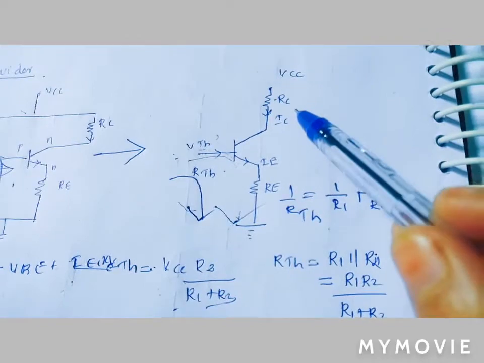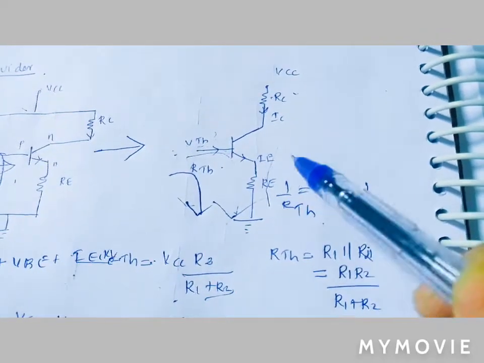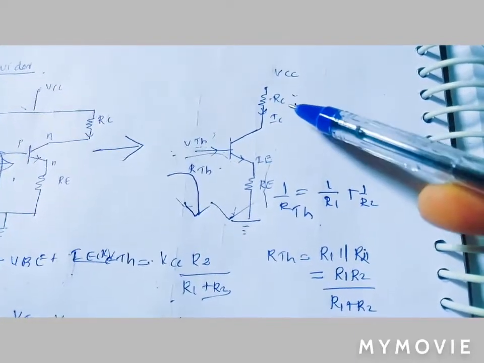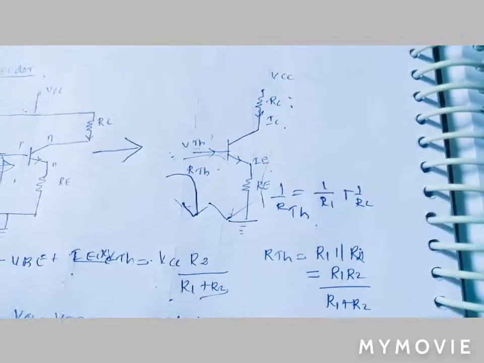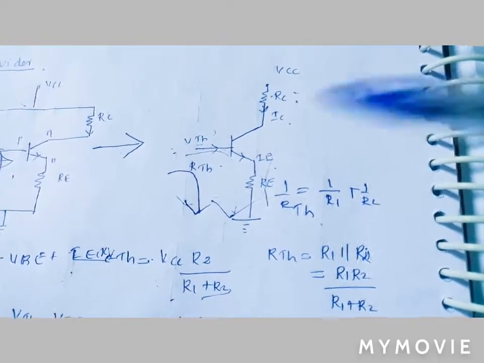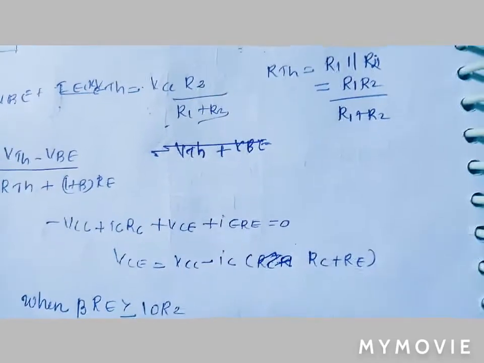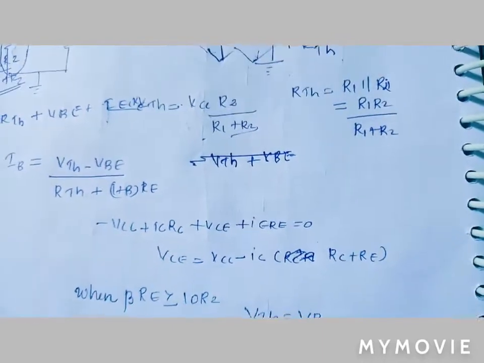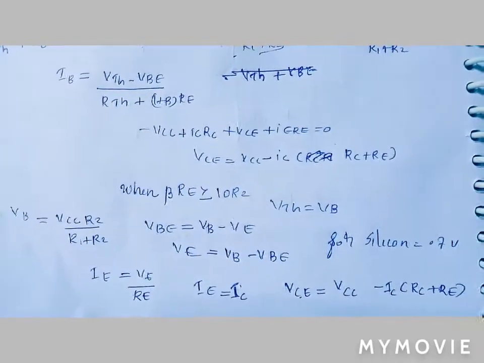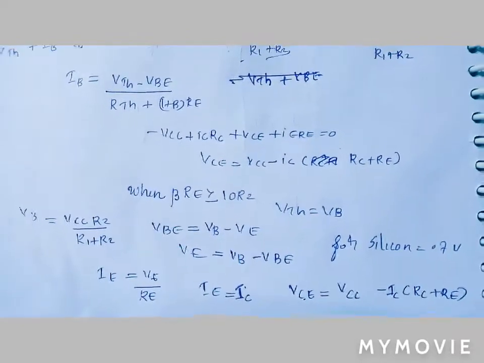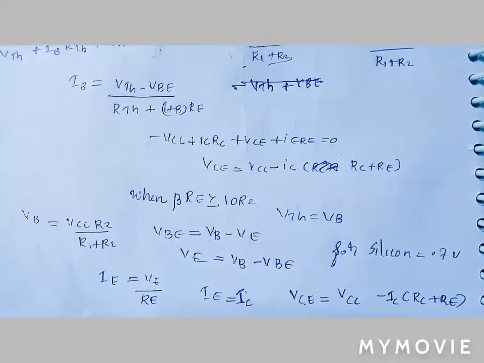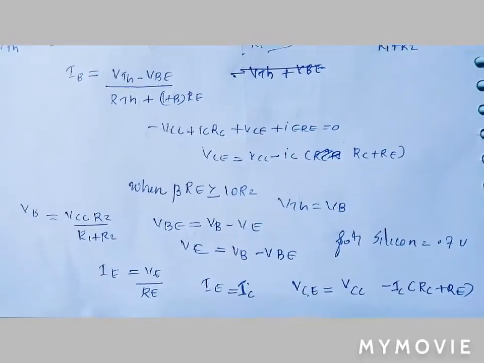One thing we have to find is VCE. So here we apply the Kirchhoff voltage law, that is minus VCC plus ICRC plus VCE plus IERE is equal to 0. So from that, VCE is equal to VCC minus IC into RC plus RE. Here we found the base current and the VCE voltage. We follow a similar method to find the collector current and the emitter current.